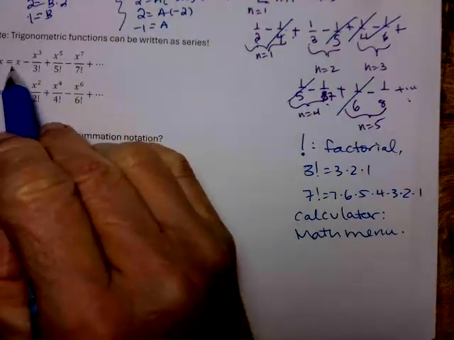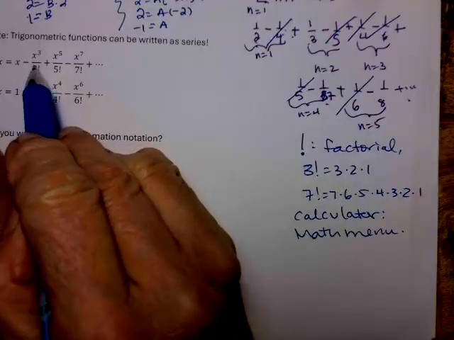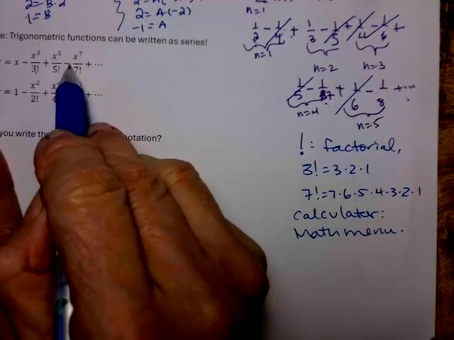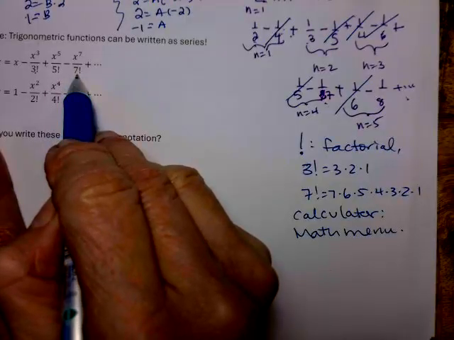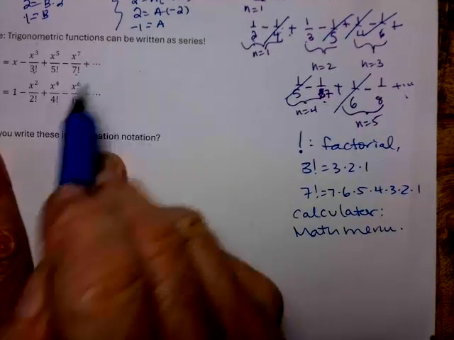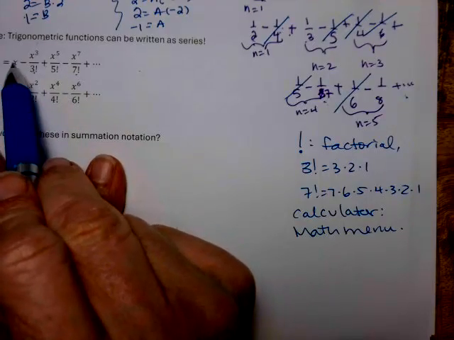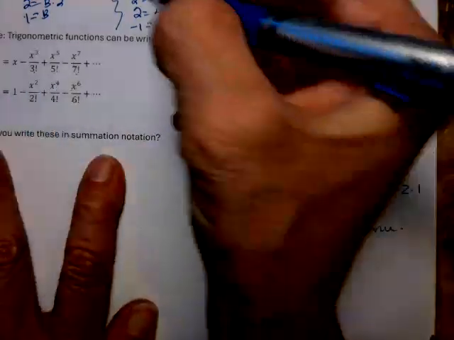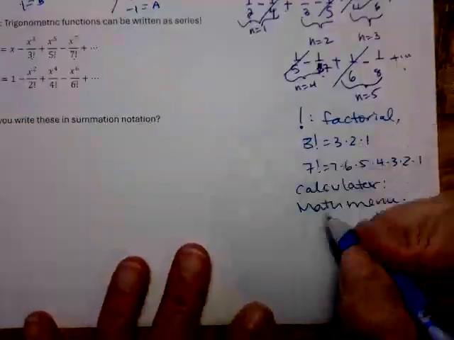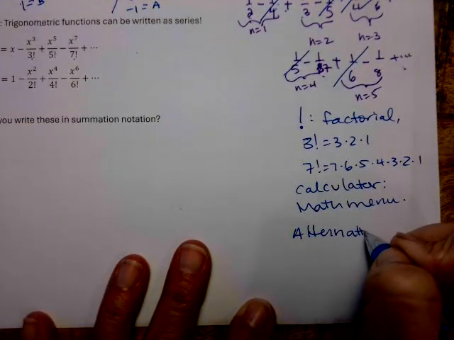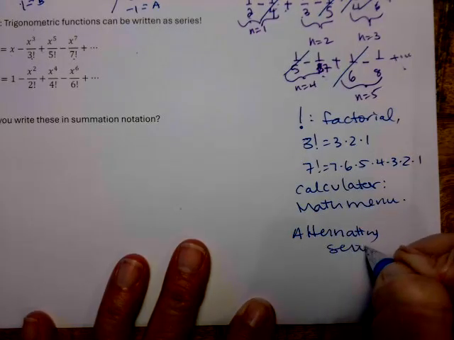So sine is x minus x cubed over 3 factorial plus x to the 5th over 5 factorial minus x to the 7th over 7 factorial plus... continues on forever. Call this an alternating series when the terms go positive, negative, positive, negative. Another alternating series.